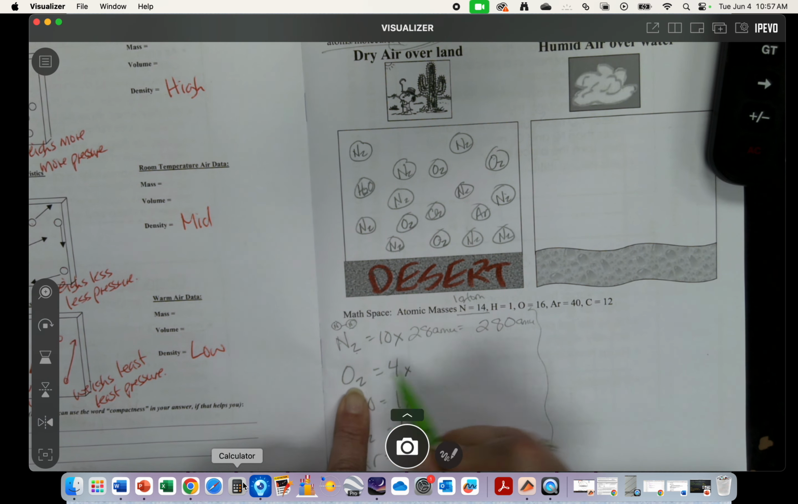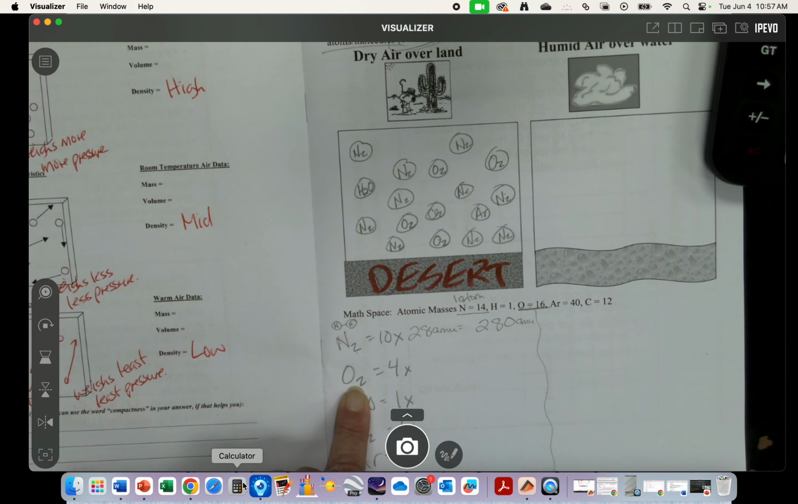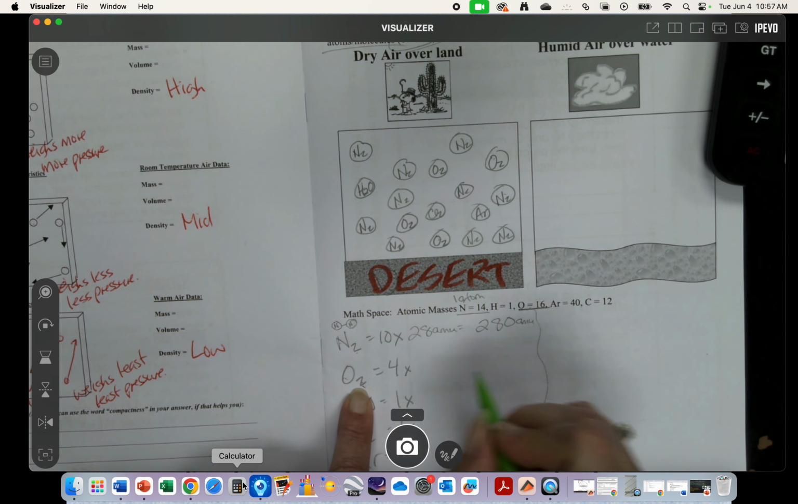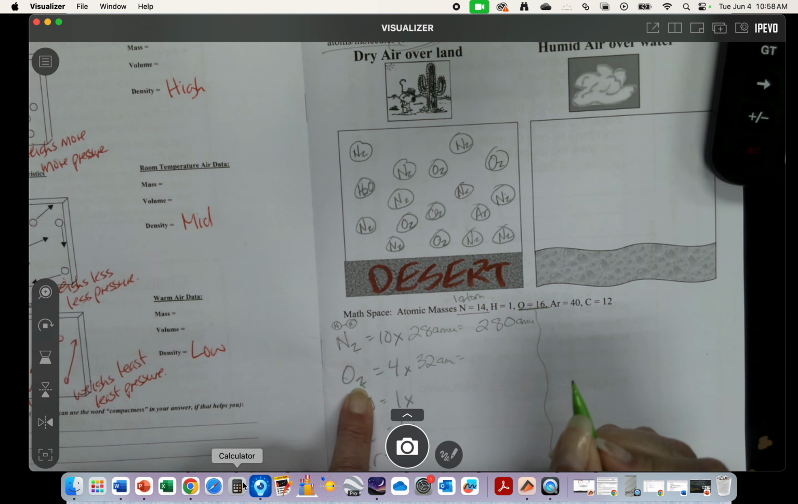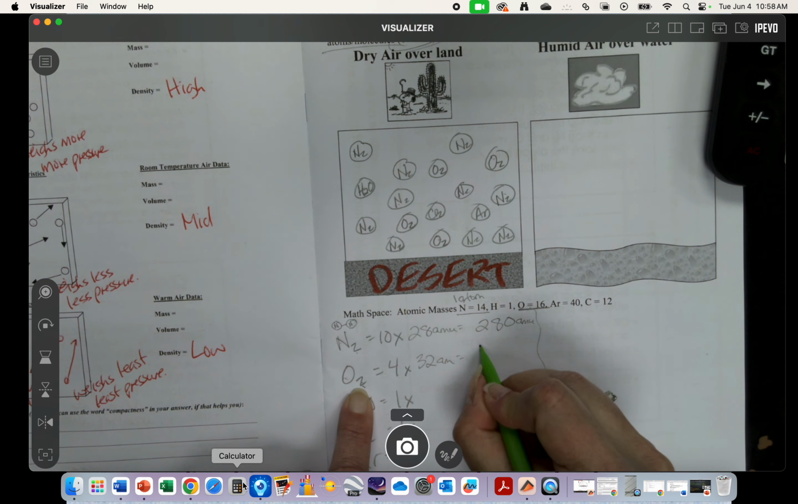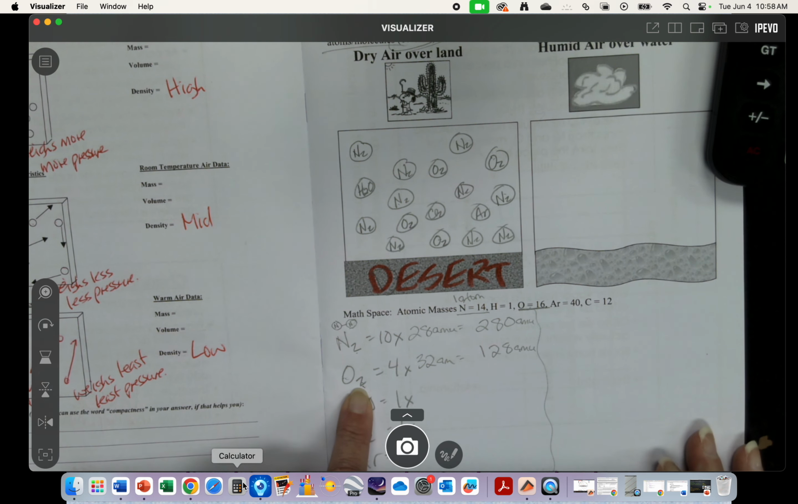One oxygen, how much mass does it have? 16. An atom of oxygen has a mass of 16, but we don't have an atom of oxygen. We have 2 atoms of oxygen, O2, a barbell of oxygen. So we're not going to do 4 times 16. We're going to do 4 times 32 AMU. And what's 4 times 32? It's 128 AMU. So that's the mass of all the oxygens.